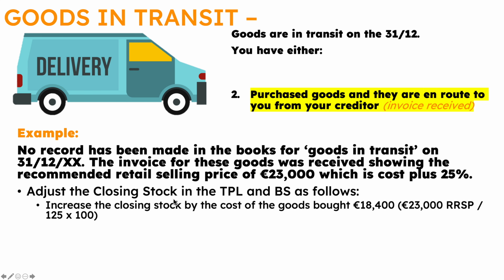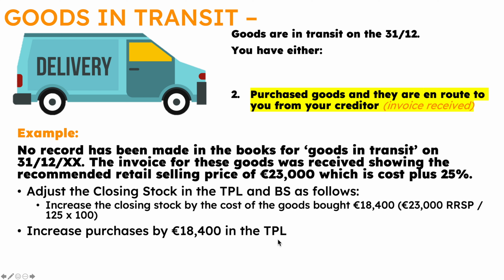Okay, so 18,400. So 23,000 is how much our creditor has recommended that we can sell them for. So we take that 23,000, we divide it by 125, and we multiply it by 100 to get the cost of the goods bought. So 18,400 there. Then we increase purchases by 18,400 in the TPL, and we increase creditors by 18,400 in the balance sheet.